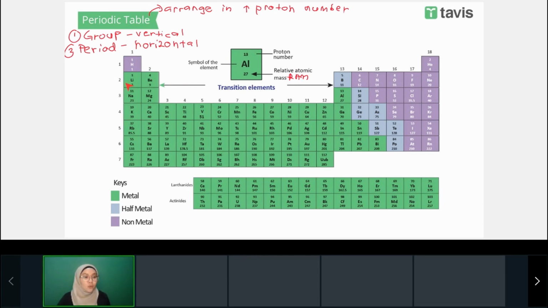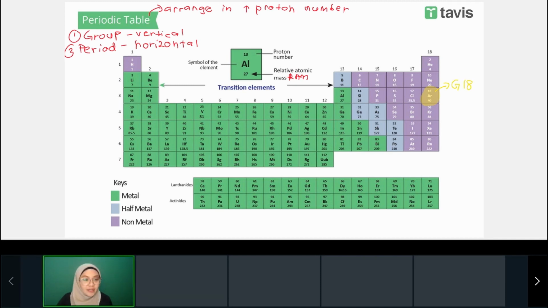Now, let's learn about period. Period is the horizontal one. I'll give a question, yeah? Let's try to answer together. What is the group and the period for argon? What group, guys? Group for argon? Argon belongs to group 18, teacher.